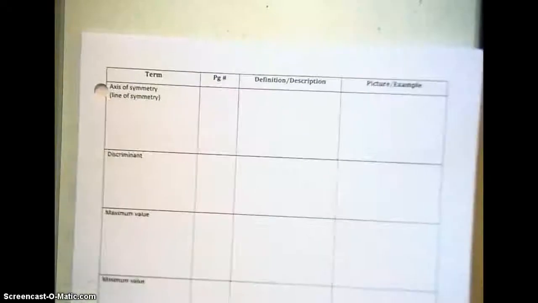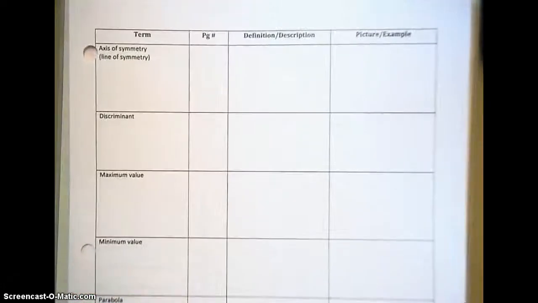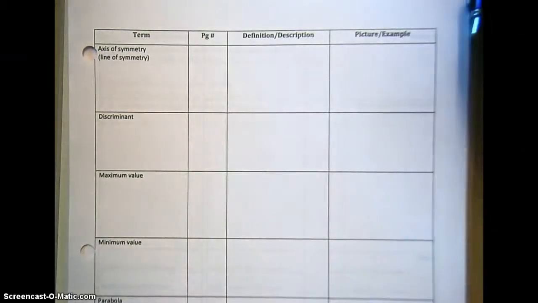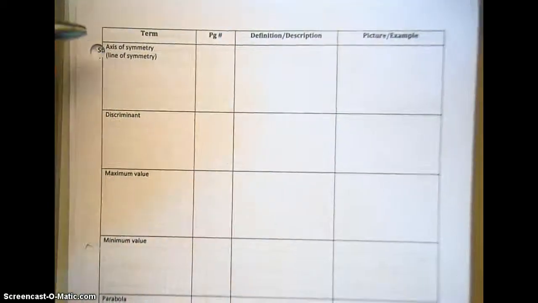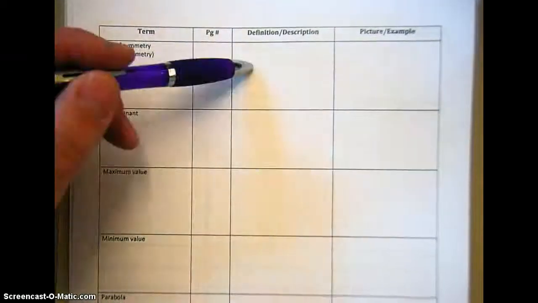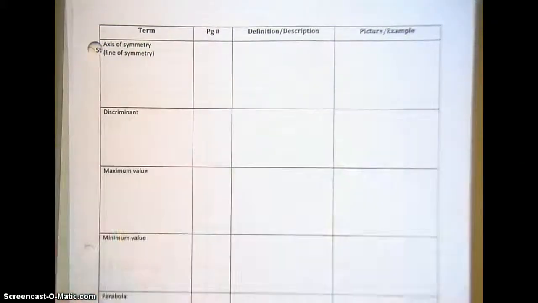The first thing you need to do is take a look at this sheet you picked up on the way in. This sheet is for you to go through and list your definitions of the different terms that are given. You can find these terms in your textbook. Okay, so that's why the page number's there.